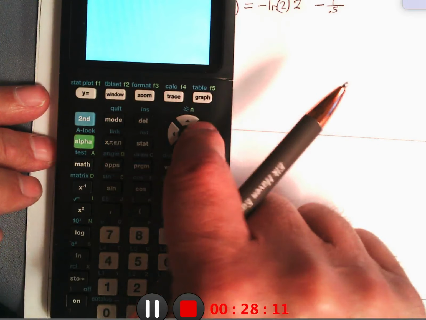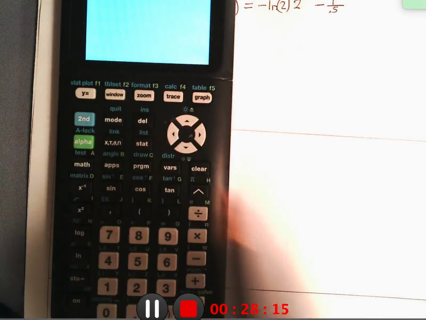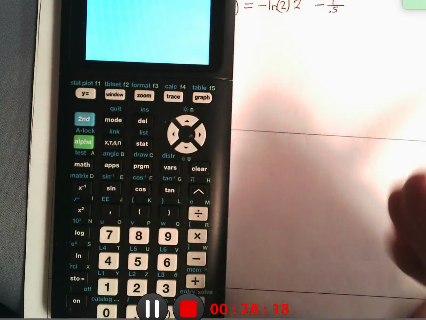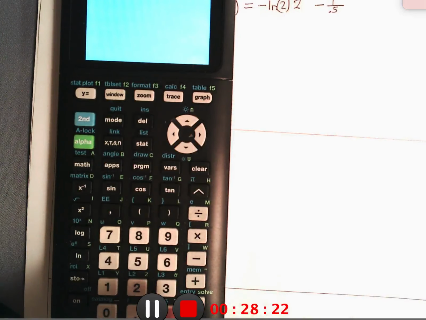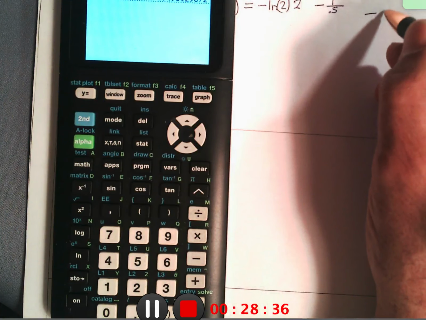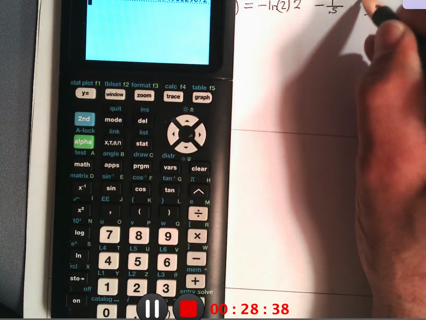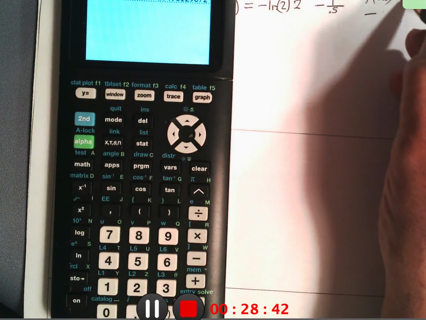If you're doing it on a different calculator, you might have to put that number in parentheses, minus 1 divided by 0.5, which is 2, but I'll write it that way. And I get negative, so f prime of 0.5 is negative 2.49.